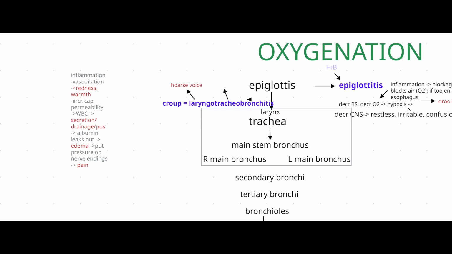So what is another term for stridor? How does it sound? High pitched. What else? Whistling. Is it typically inspiratory or expiratory? Inspiratory, right? Is it loud or soft? Loud. So it's a loud, inspiratory wheeze.